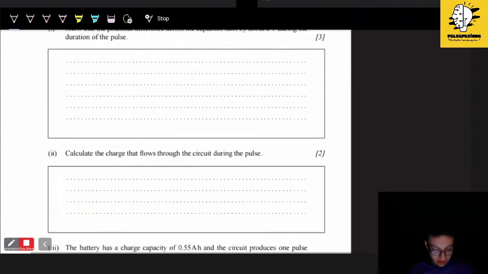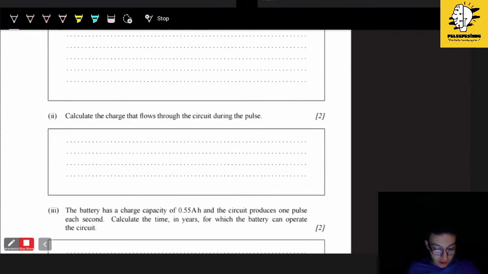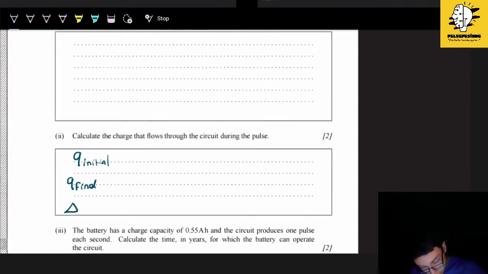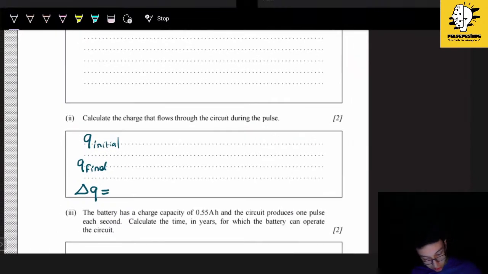Okay, so it says calculate the charge that flows through the circuit during the pulse. Since we have a pulse, we have the charge at position 1 and the charge at position 2. So we should have Q initial and Q final, and therefore the change in charge should give us the charge flow during the pulse. We have to find delta Q.